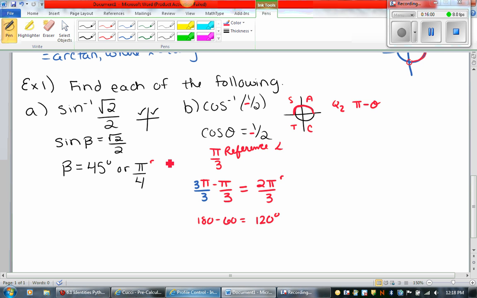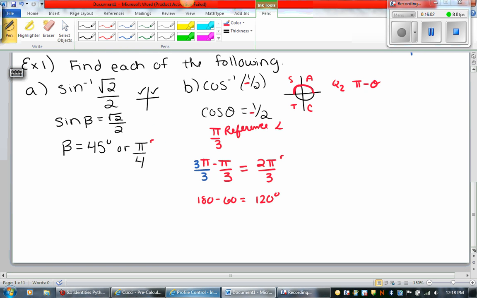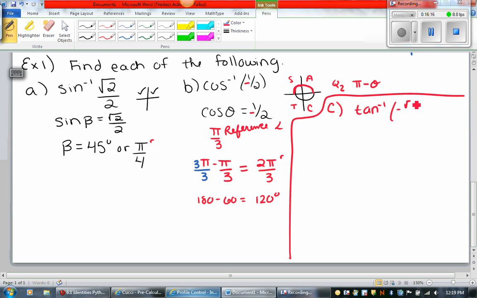So let's try one more of those. Again, we're staying on a restricted range. So here's C. We're going to do tangent inverse of negative radical 3 over 3. Again, we're staying on our restricted domain, which for tangent is negative pi over 2 to pi over 2. I want to know where it's equal to negative radical 3 over 3. Again, you guys should have these memorized.